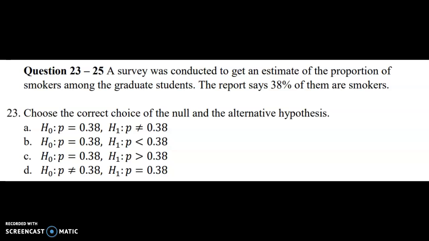Alright, question 23. A survey was conducted to get an estimate of the proportion of smokers among graduate students. The report says 38% of them are smokers. Choose the correct choice of the null and the alternative hypothesis. Well, before we get our null and our alternative hypothesis, what we need to do is find out our original claim and the opposite claim.